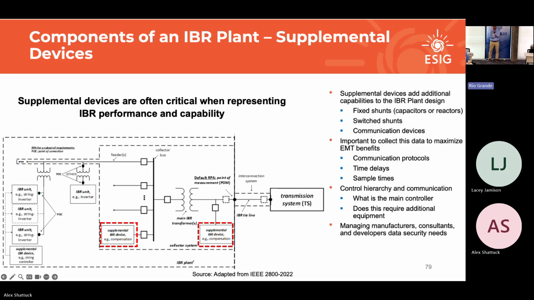And that same thing goes for controller hierarchy and communication. Who's the main controller? How do they talk to each other? Does this combination of equipment mean I need a separate piece of equipment that adds more communication time? A big consideration here is that more devices probably means more manufacturers or vendors, which means more stakeholders, more people to ask questions and get data from, and managing the different data security needs of the folks you're working with. If you're doing a mixed manufacturer site, you'll find very quickly that the manufacturers don't like each other very much. So trying to get the right data out of them can be tricky, especially with multiple vendors.